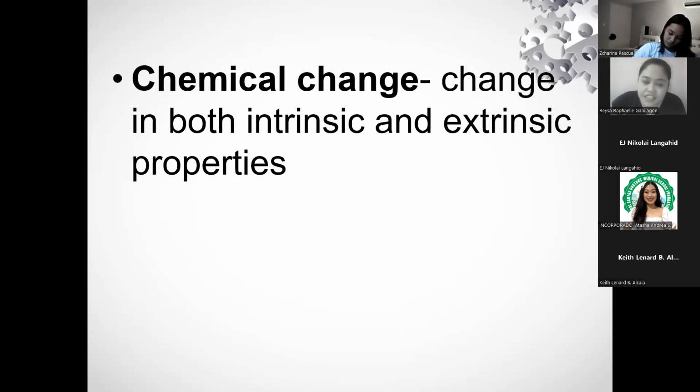If there are changes in those properties, automatically, that is a chemical change. I said earlier that the boiling point of water is 100 degrees Celsius. If that changes, it's no longer 100 degrees Celsius, then it's no longer water. So there is a new product that formed. Therefore, it is a chemical change.